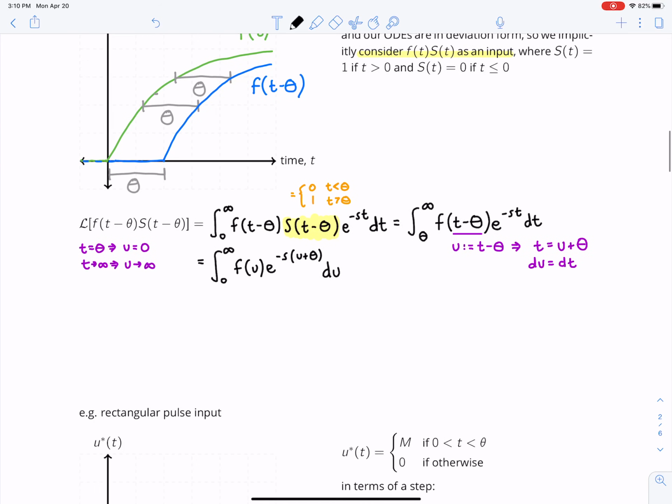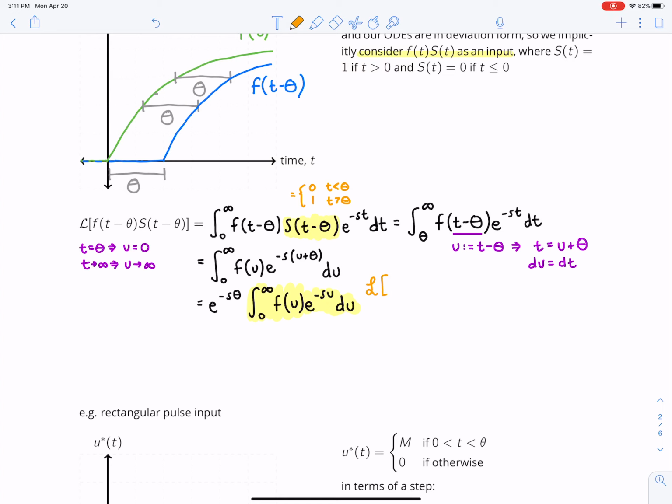So the e to the minus s theta term is not involved in the integral, so we can factor that out, right? So this is equal to e to the minus s theta times the integral 0 to infinity, and we get something very nice. What we get is the Laplace transform of f of t, but it's written in terms of u now, right? So this right here is just the Laplace transform of f of t.